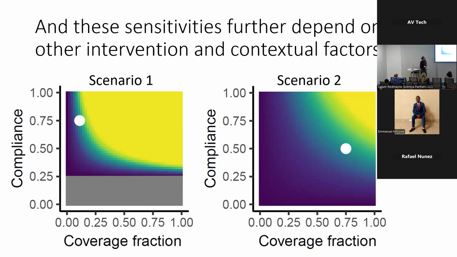So the gray here represents places where you have perverse scenarios. That means the intervention is reducing effectiveness, or by giving the intervention, you're taking away WASH infrastructure, which doesn't really make sense. So we can see that in the scenario on the right, it's harder to get improved effectiveness regardless. And remember, that was the one where we had higher baseline disease prevalence.